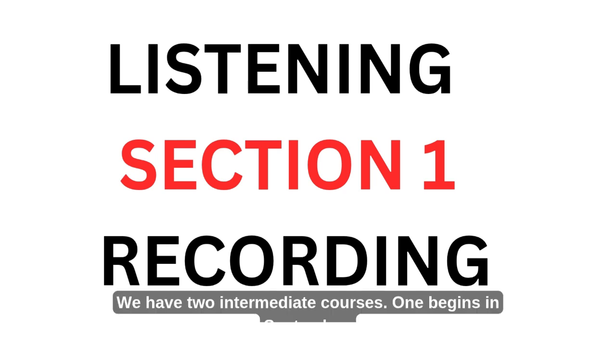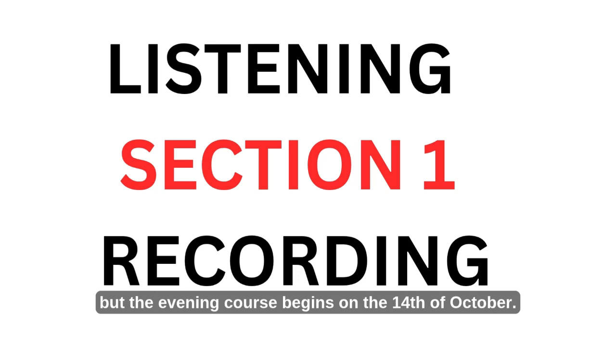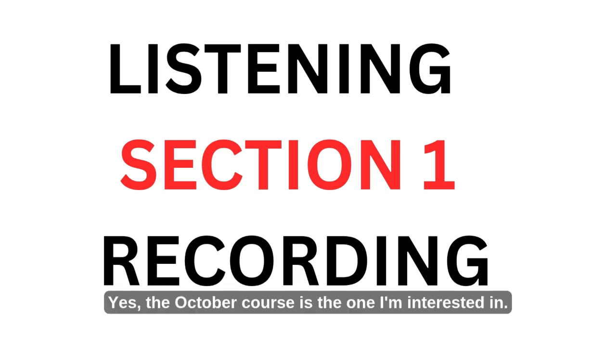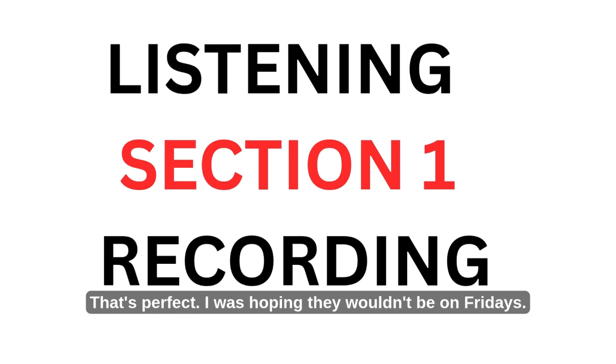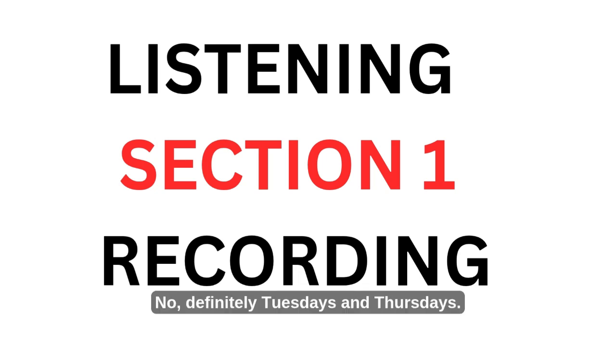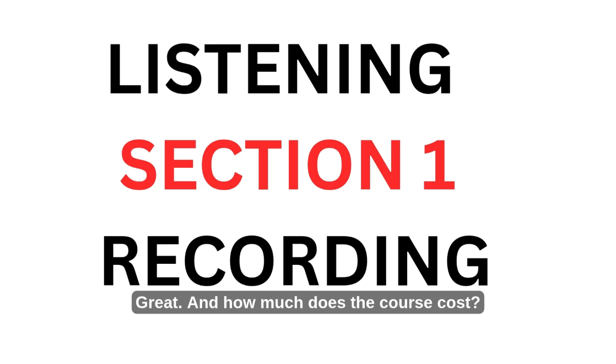We have two intermediate courses. One begins in September, but the evening course begins on the 14th of October. Yes, the October course is the one I'm interested in. Good. The classes are held twice a week, on Tuesdays and Thursdays. That's perfect. I was hoping they wouldn't be on Fridays. No, definitely Tuesdays and Thursdays. The classes start at 6:30 in the evening and finish at 8 o'clock. Great. And how much does the course cost?